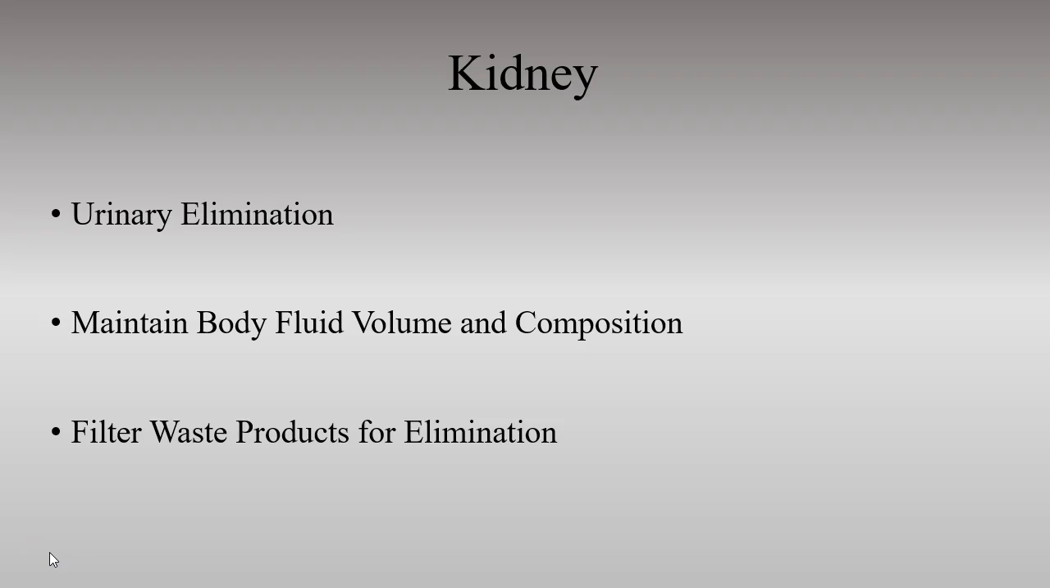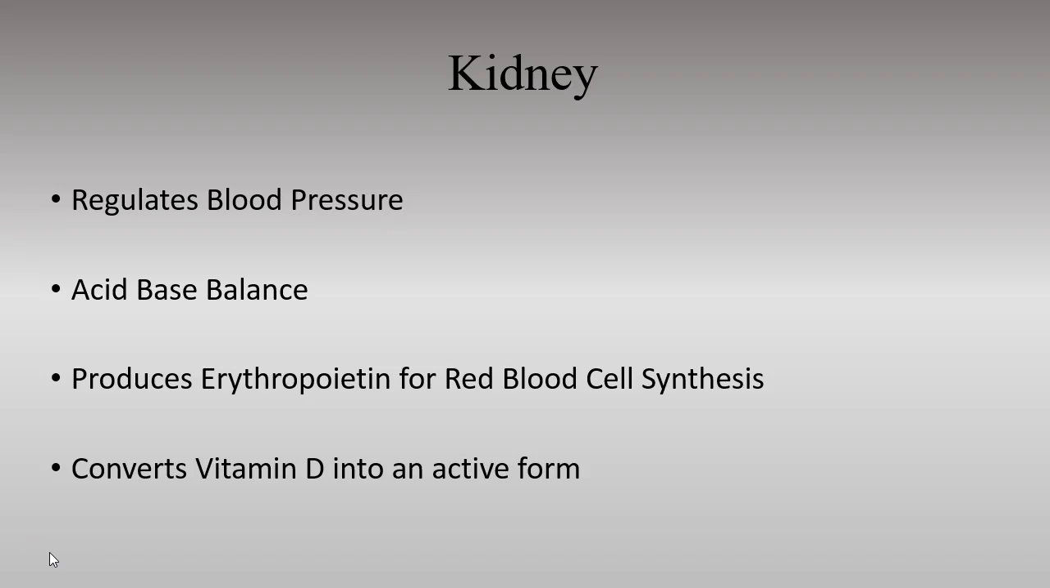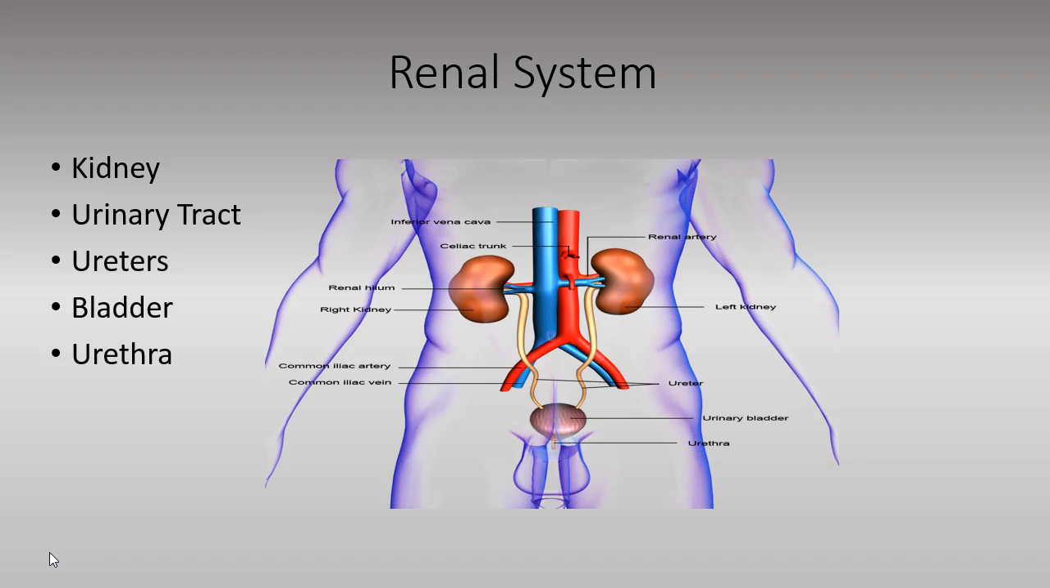All right, so here we go. We know that the kidney is used for urinary elimination and maintains bodily fluid volume and composition. The kidneys also filter waste products for elimination, regulate blood pressure, and balance the difference between acids and bases. They also produce erythropoietin for red blood cell synthesis, and convert vitamin D into an active form. So here's your renal system. We've got your kidneys, your urinary tract, your ureters, your bladder, and your urethra.